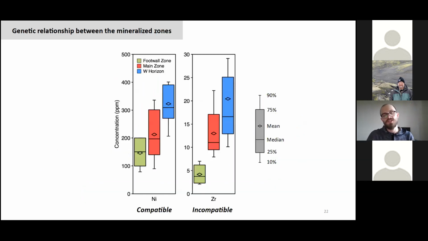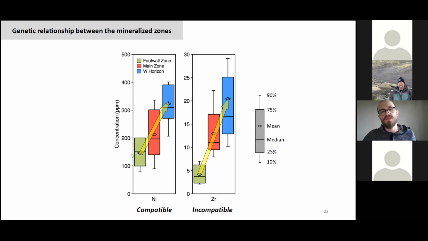So looking now at the mineralized zones in the marathon deposit, here we're illustrating the variation in nickel and zirconium content in oxides in the footwall zone, main zone, and W horizon. Now we can see that for both elements, there is a systematic increase in concentration from the footwall zone up to the W horizon. Now, just as we explained before, because nickel and zirconium behave compatibly and incompatibly into iron titanium oxides, they should not exhibit the same trends if you're looking strictly at magmatic fractionation. But what we see here is that they behave geochemically similar.